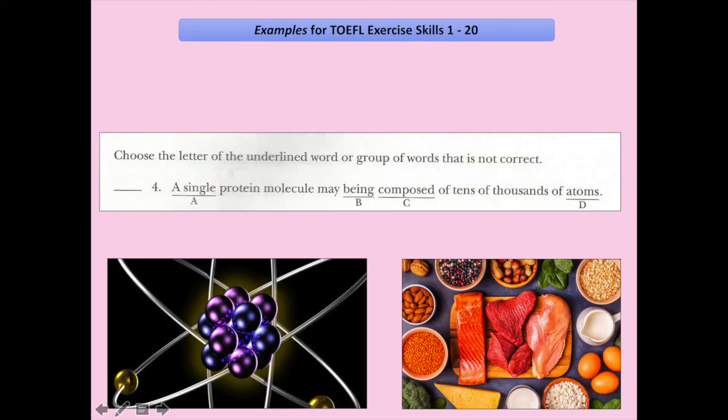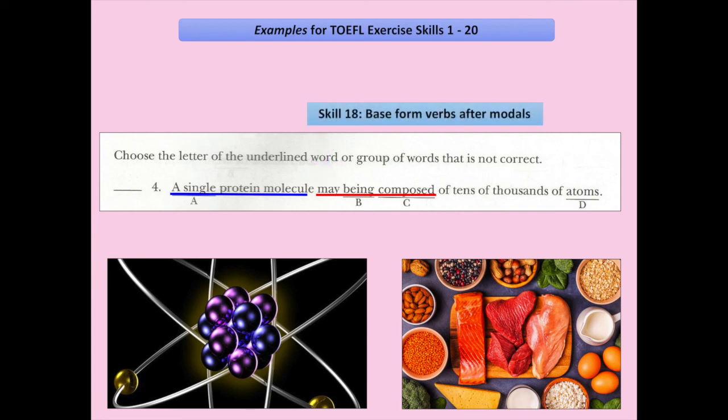Number 4. A single protein molecule may being composed of tens of thousands of atoms. There's a subject, a single protein molecule, and then a verb, may being composed. Look, may is a modal verb. Remember Skill 18. After modal verbs, we have the base form of a verb. But here, this is not base form, this is a present participle. So our answer is boy. This verb should be in base form.